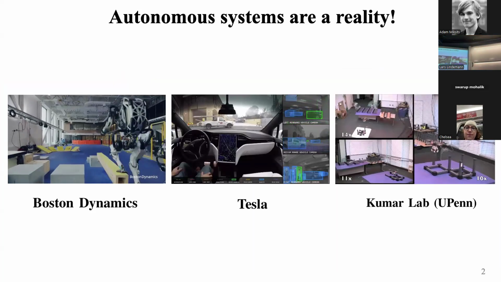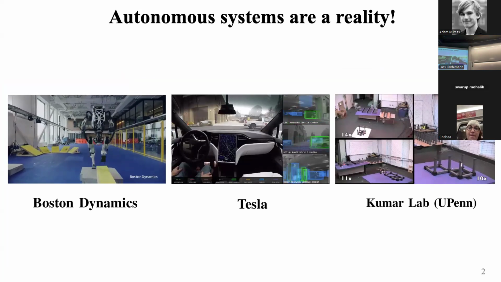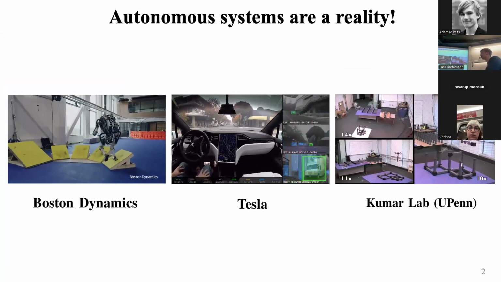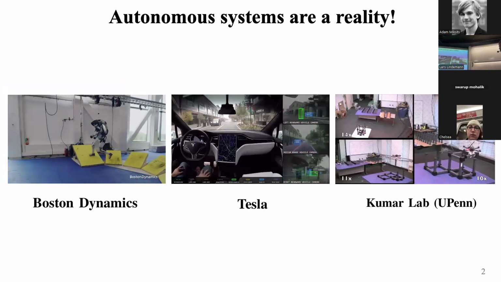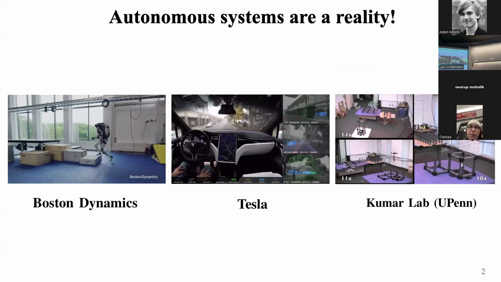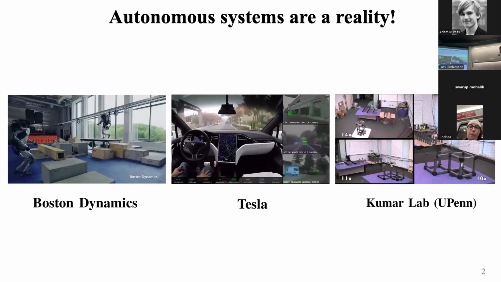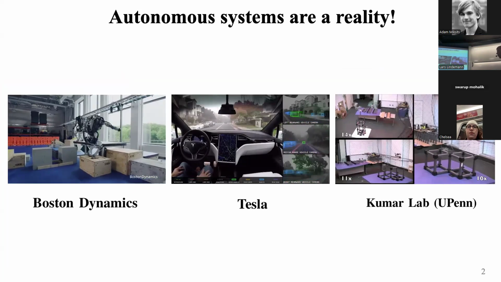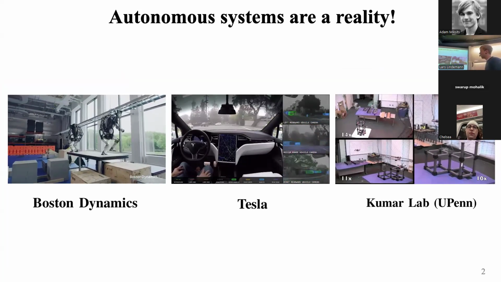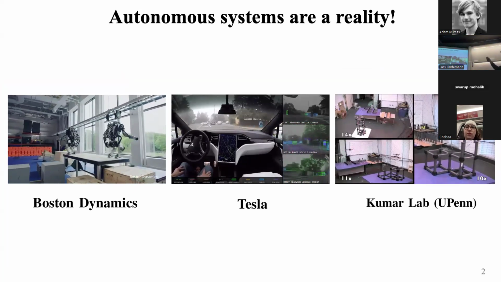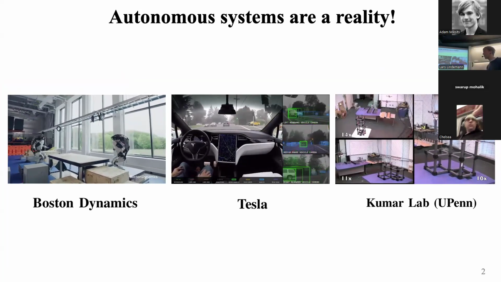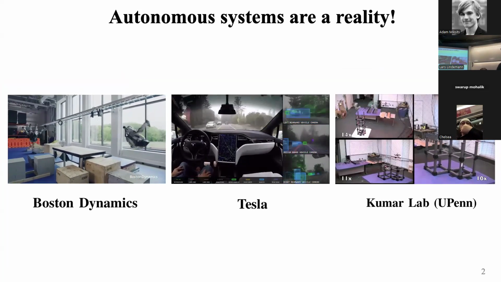And really, over the past years, we have seen huge improvements in the design of these systems, partially because of the advancements in artificial intelligence and machine learning, as well as availability of data. I've shown 3 examples here: Boston Dynamics robots, Tesla cars, or drone fleets here at the Kumar Lab at UPenn, where these systems really perform highly challenging tasks with ease. And really, just by looking at these videos, we could say, well, yeah, autonomous systems are a reality, right?